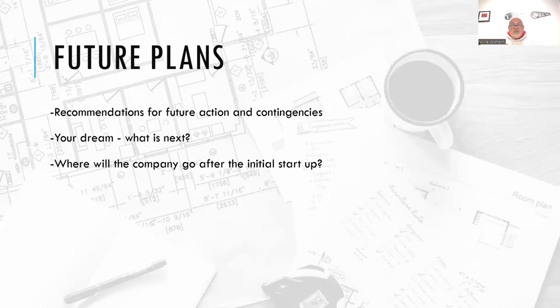And then you have your future plans. This is towards the end of your marketing plan. These are recommendations for your future action and contingencies to make your dreams continue to come true. Okay. Where are you going to go after your initial startup? How are you going to keep it going from year 2, year 3 into year 10, year 20? Okay. Have your plans laid out and on paper.